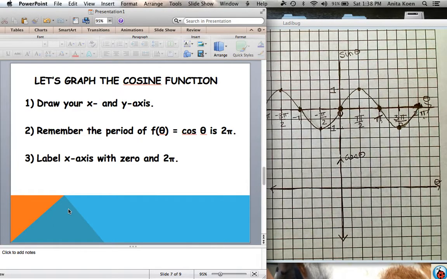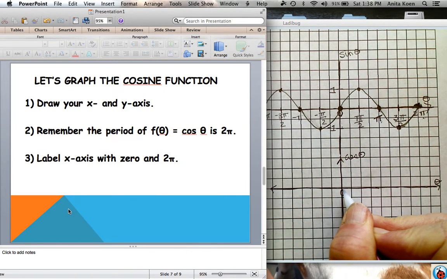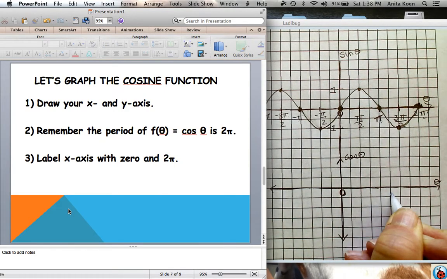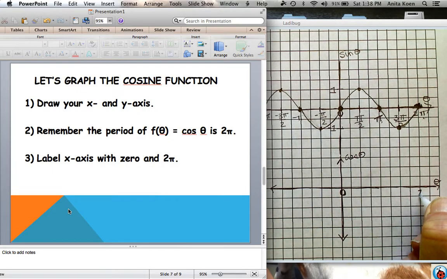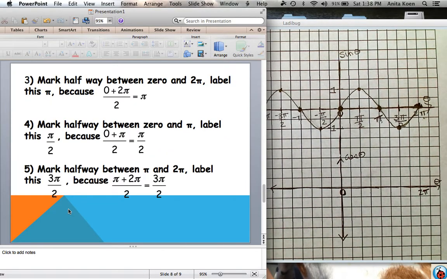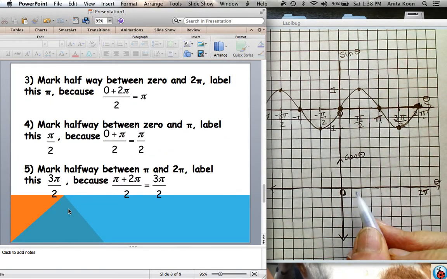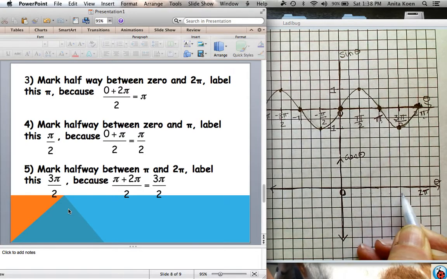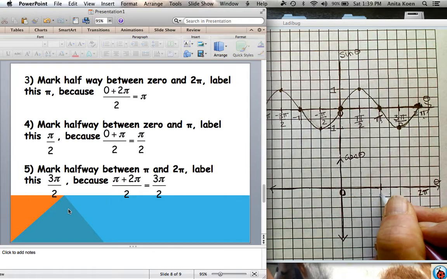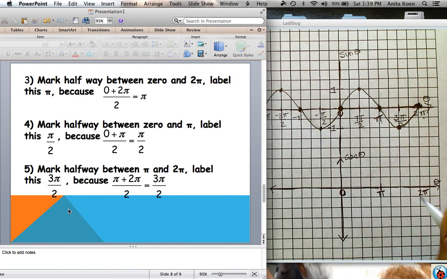Now I'm going to label my axis because the period of the cosine is 2 pi. I'm going to label this 0, 2, 3, 4, 5, 6, 7, 8. I like to use 8 because it divides nicely. Okay, so there's 2 pi. And now I'm going to mark halfway in between 0 and 2 pi. 1, 2, 3, 4. 1, 2, 3, 4. I'm going to mark that and label this pi because halfway between 0 and 2 pi is pi.